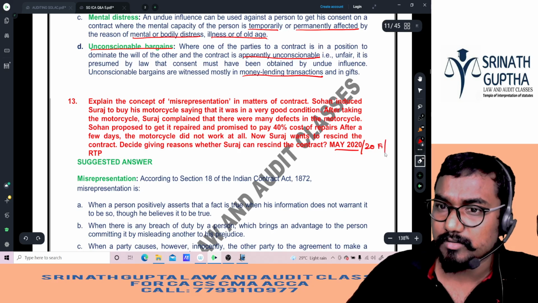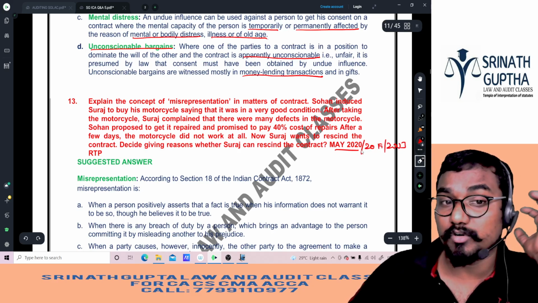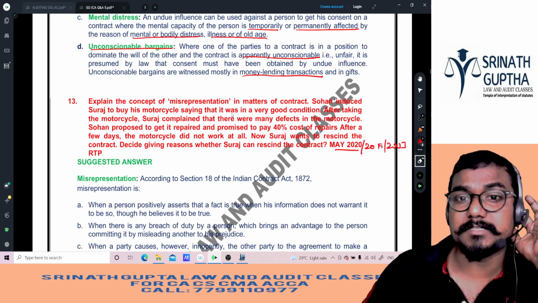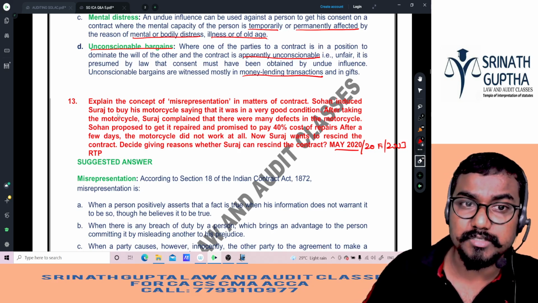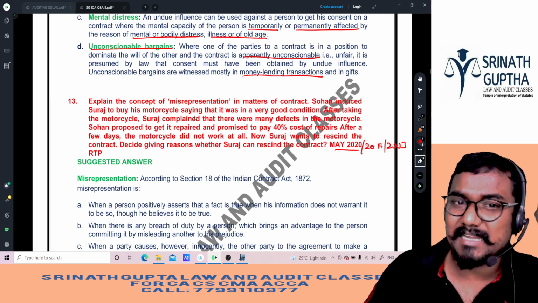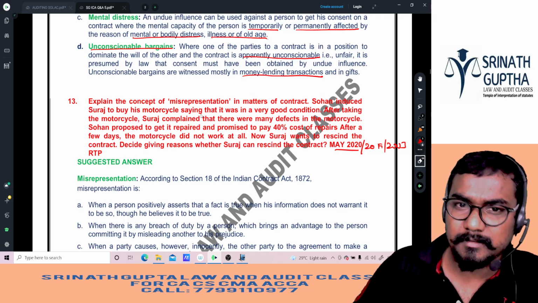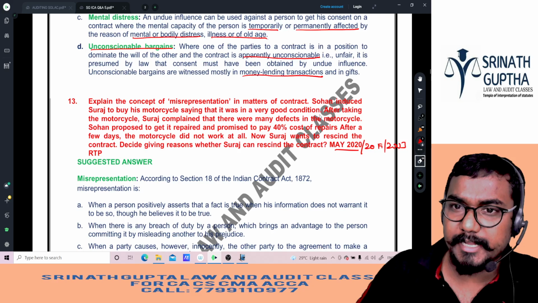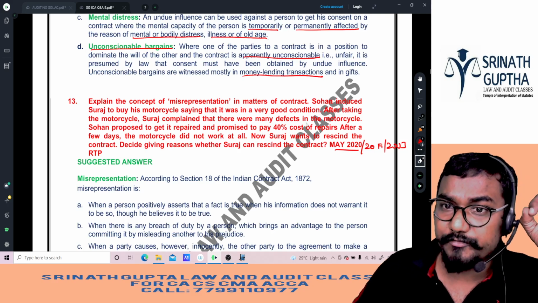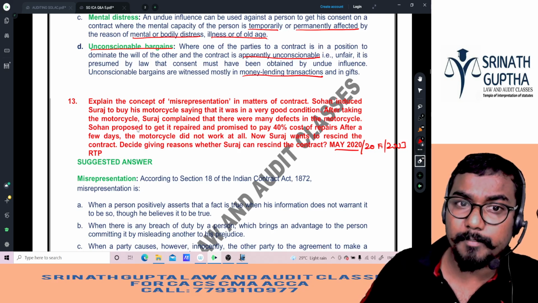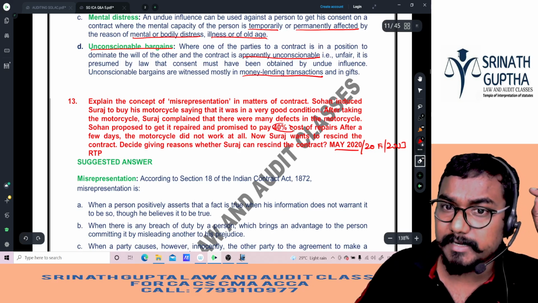2019, 2003 and 2020 also beta. Explain the concept of misrepresentation in the matter of the contract. Sohan induced Suraj to buy his motorcycle, exactly copy pasted, saying that it is in very good condition. After taking the motorcycle, Suraj complained that there are many defects in the motorcycle. Sohan proposed to get it repaired and promised to pay how much beta?